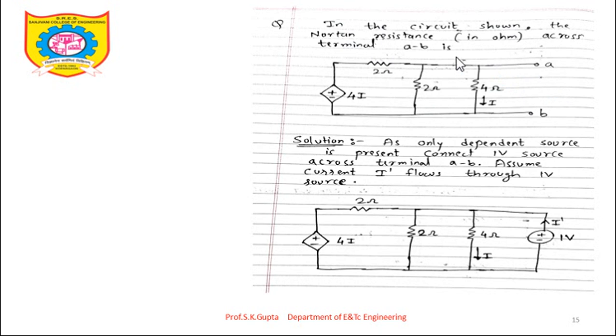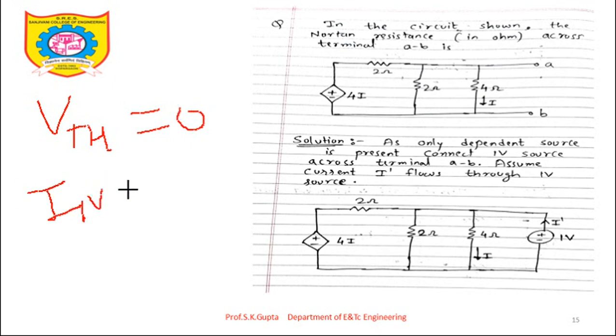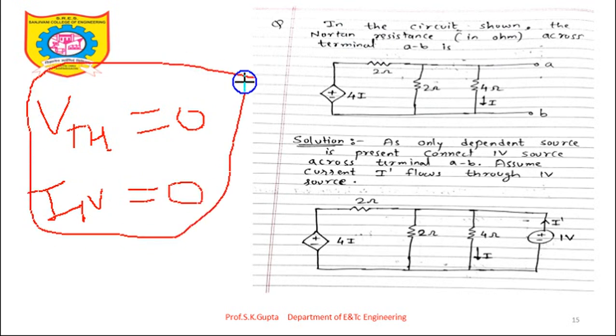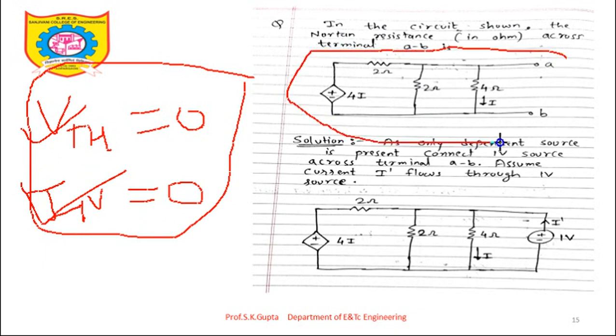So first of all, give me one answer. What will be the Norton current for this circuit? Only a dependent source, the diamond shaped source, is present. So in this case my VTH is 0, Thevenin voltage is 0, and Norton current is also 0. Whenever the circuit contains only dependent sources, the Norton voltage, Norton current and Thevenin voltage are always 0. This is a 100% true result. In a circuit with only a dependent source, like this, with no independent sources, the Thevenin voltage and Norton current are 0.